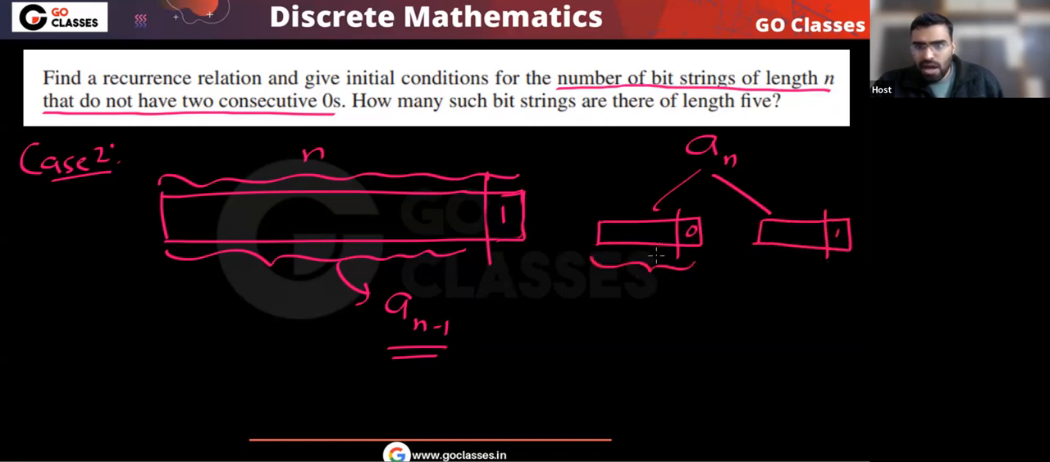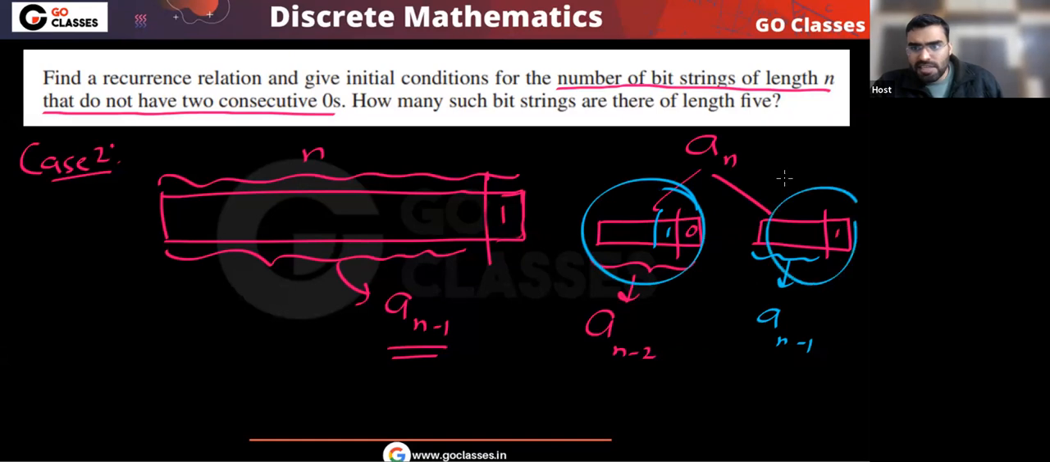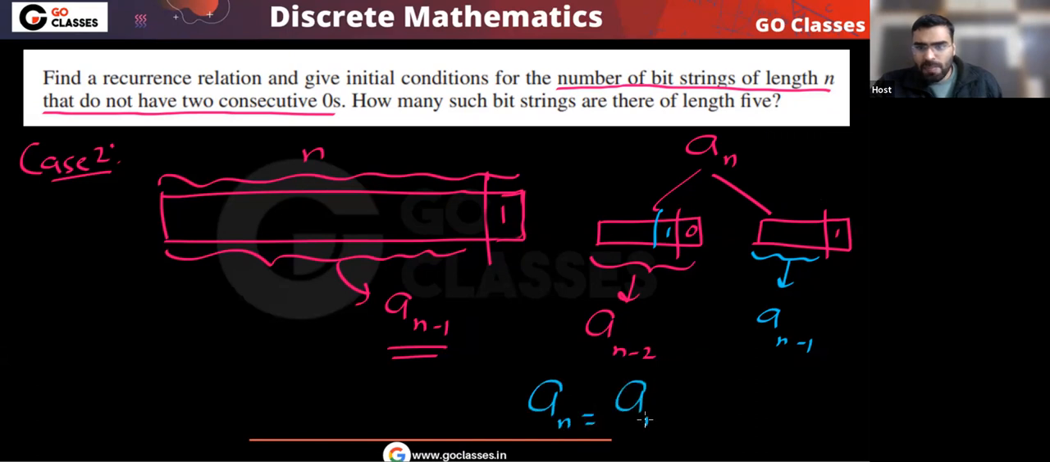In this case, we have to count a_{n-2}, because automatically this will be 1. And here we have to count a_{n-1}. Are they mutually exclusive? Can I say they are disjoint? Do they have anything in common? No, they are completely disjoint, because here the last position is 0 and here the last position is 1. So finally a_n is equal to a_{n-2} plus a_{n-1}. This is the recurrence relation.